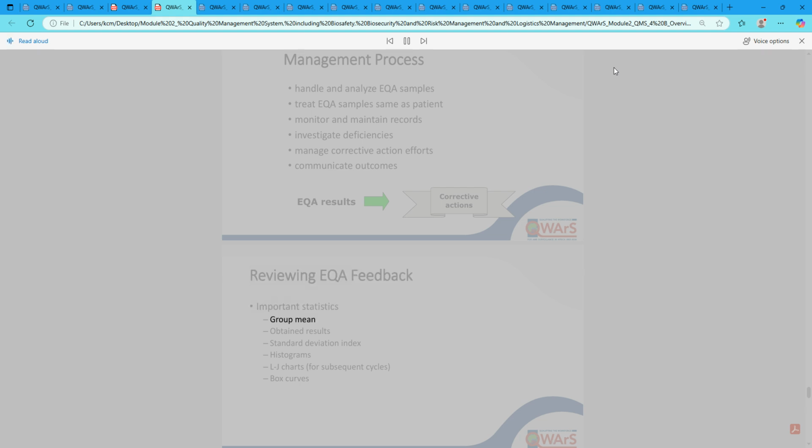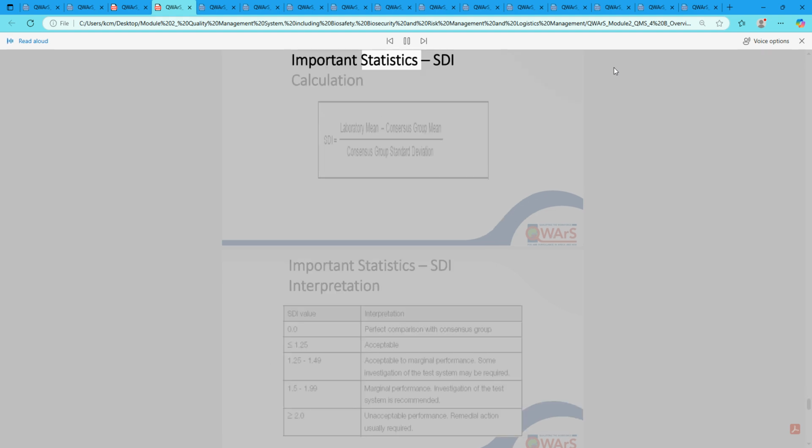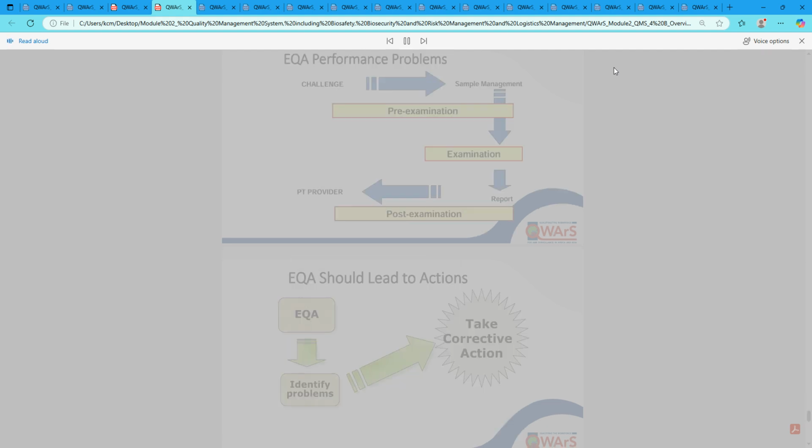Important statistics: group mean, obtained results, standard deviation index, histograms, LJ charts, four subsequent cycles, box curves. SDI calculation. Rule of thumb for SDI. SDI interpretation. EQA performance problems may involve challenge sample management, examination, report, pre-examination, post-examination, or the PT provider. EQA should lead to actions: identify problems and take corrective action.